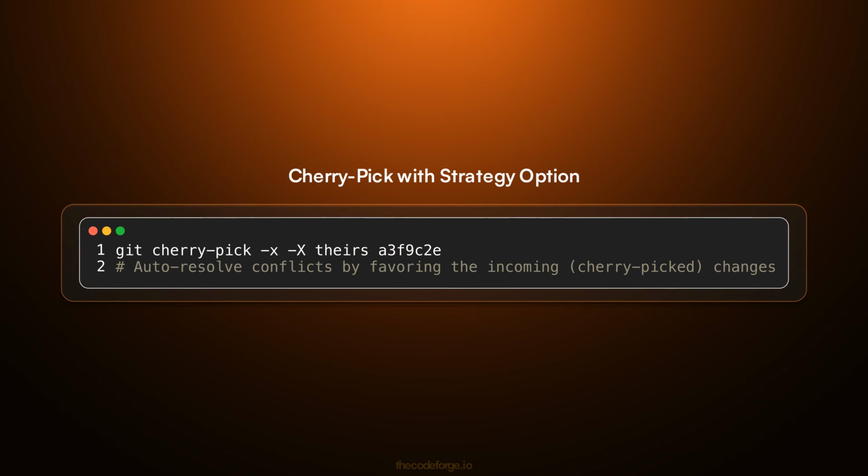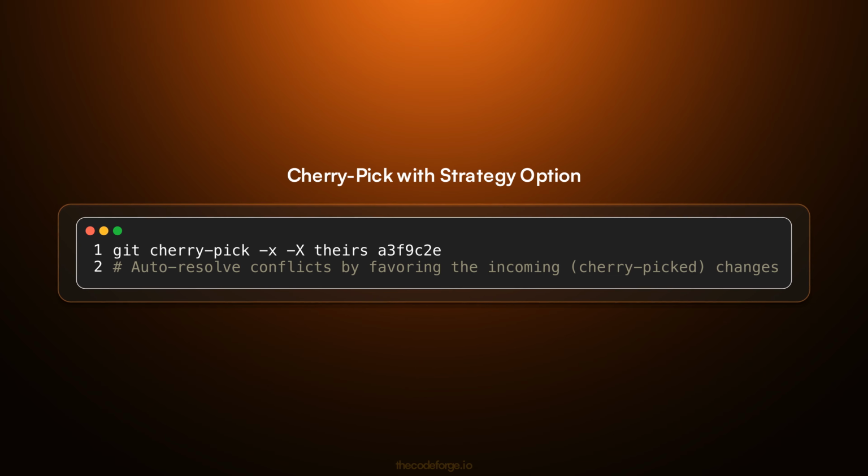When cherry-picking across branches with different line endings or whitespace conventions, use -X strategy options like -Xtheirs or -Xpatience to control conflict resolution. This is especially useful for backporting to legacy branches with different formatting.